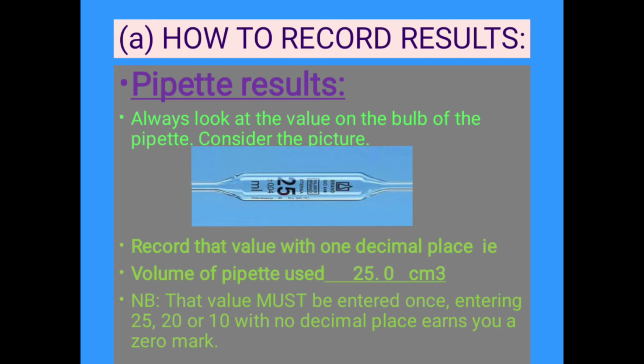However, there are other pipettes which are even more than 25. Some are below 25, like 20 and 10. But whichever pipette is given to you, the technique is one. When you're recording its volume, you should write it with one decimal place. If it is 20, we shall write 20.0. If it is 10, we shall write 10.0.